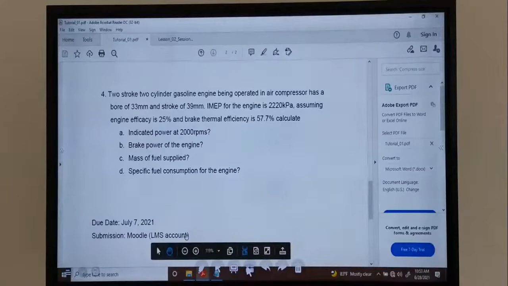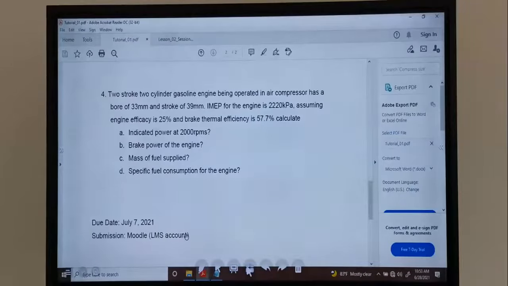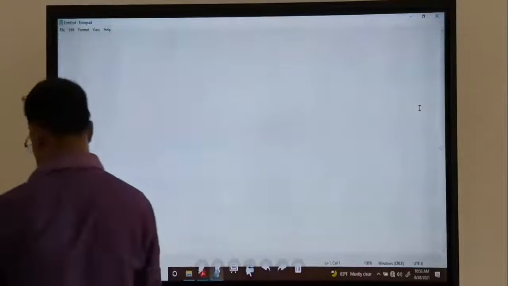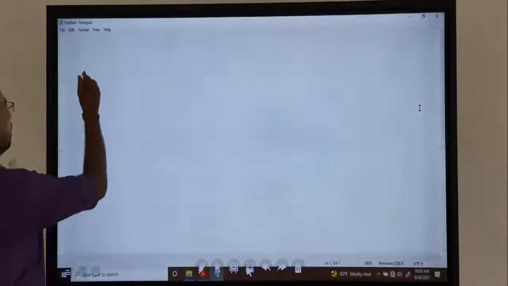So first we have found the indicator power. Now we have to find the brake power. The mechanical efficiency is 25%, so we know the mechanical efficiency. We apply the equation related to mechanical efficiency, and we find the answer.